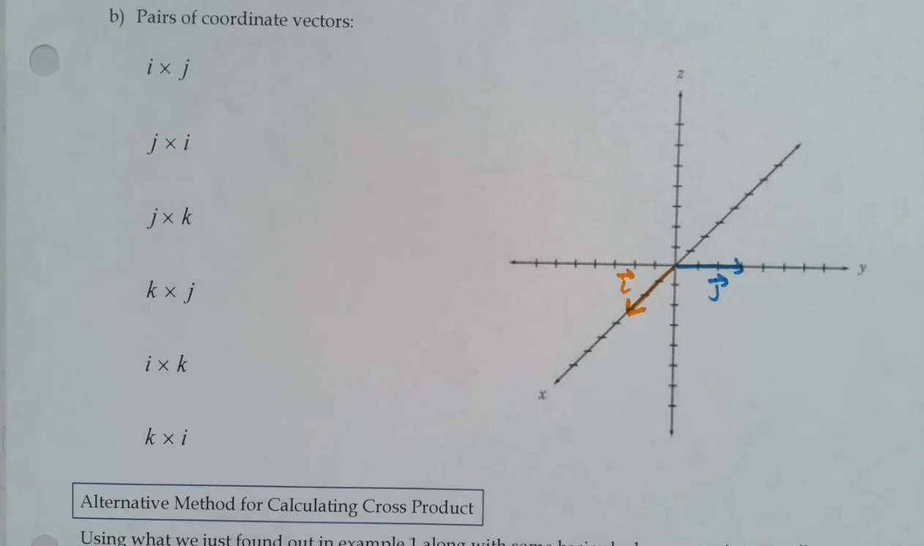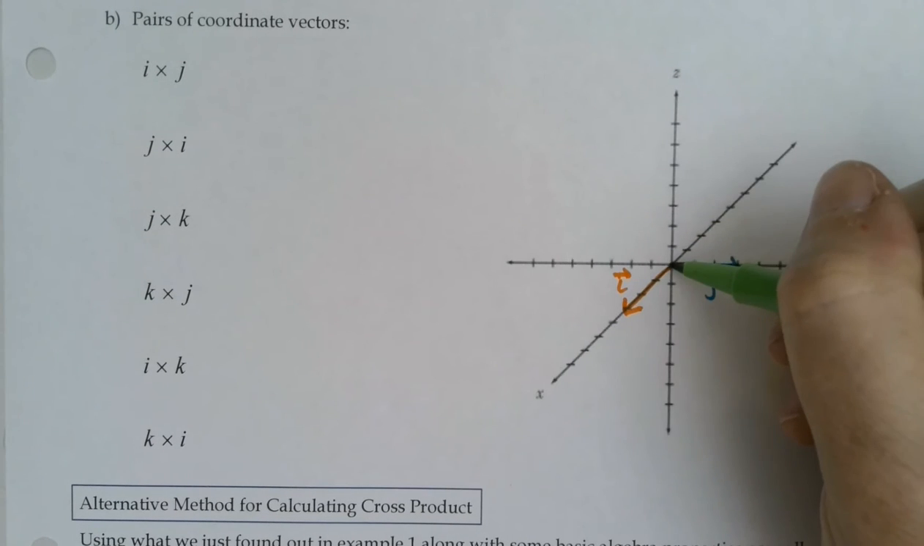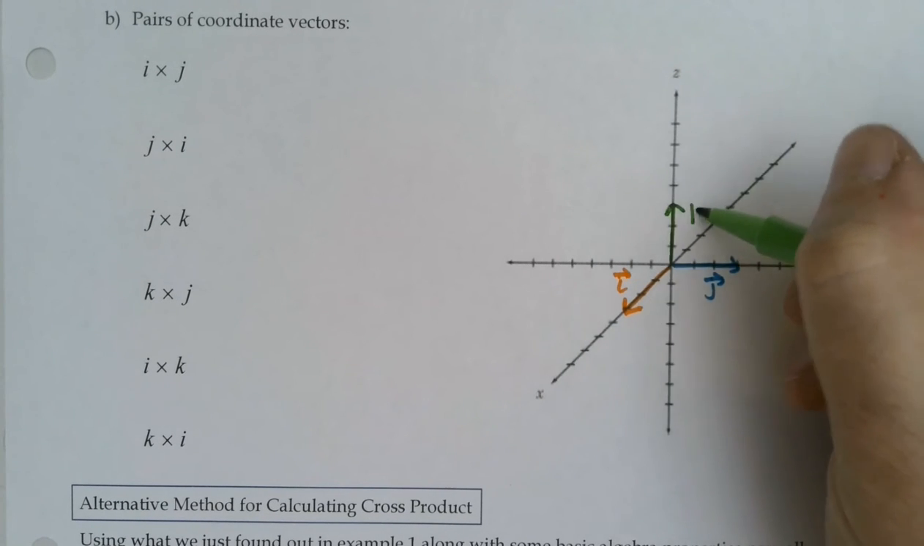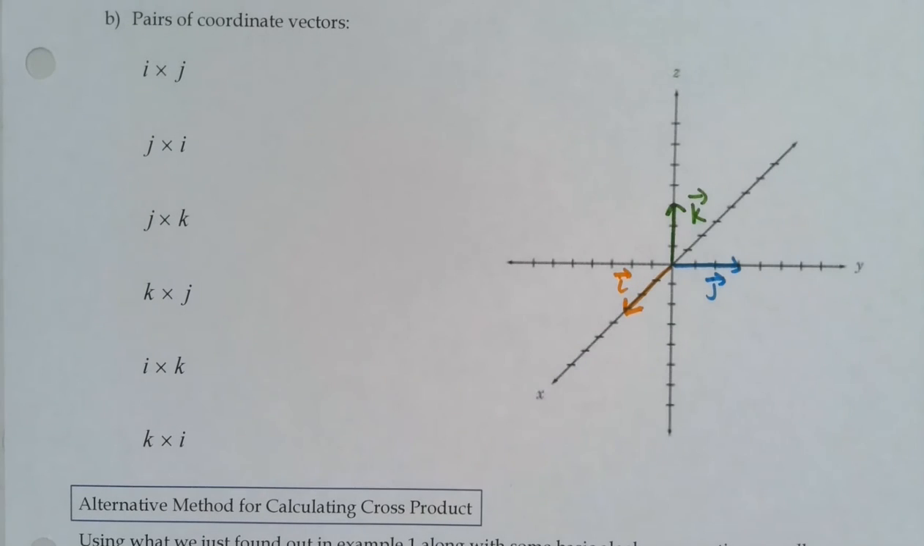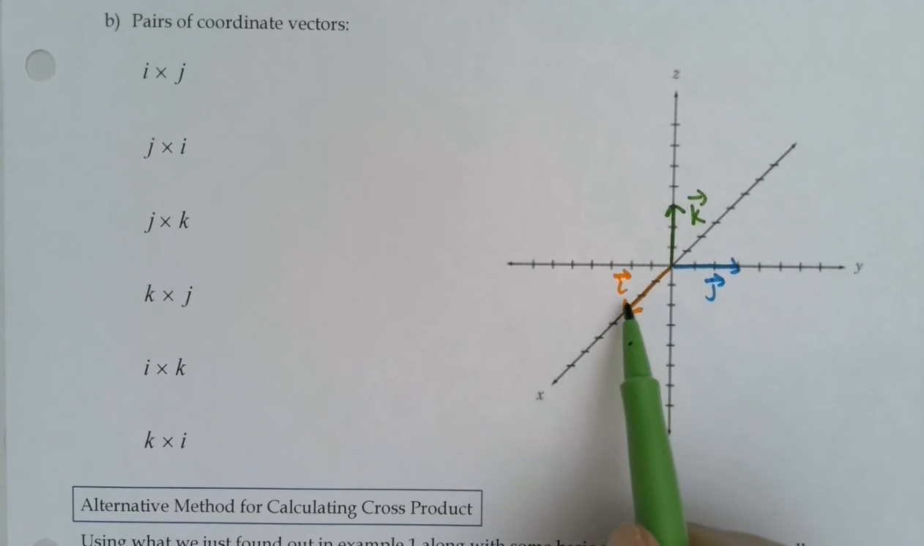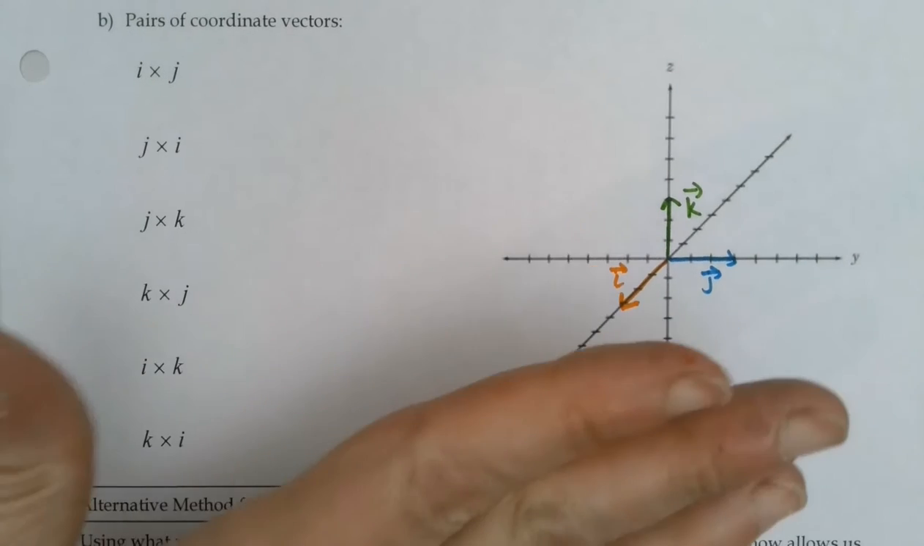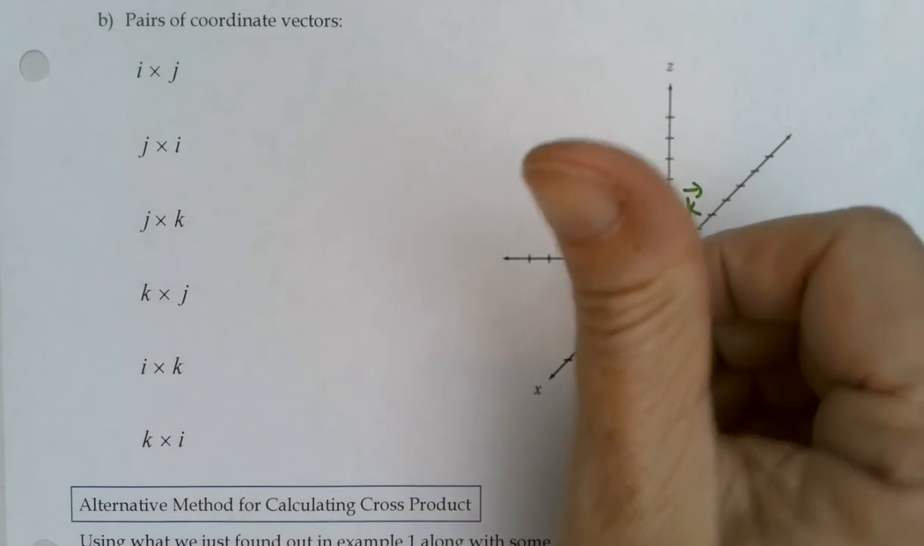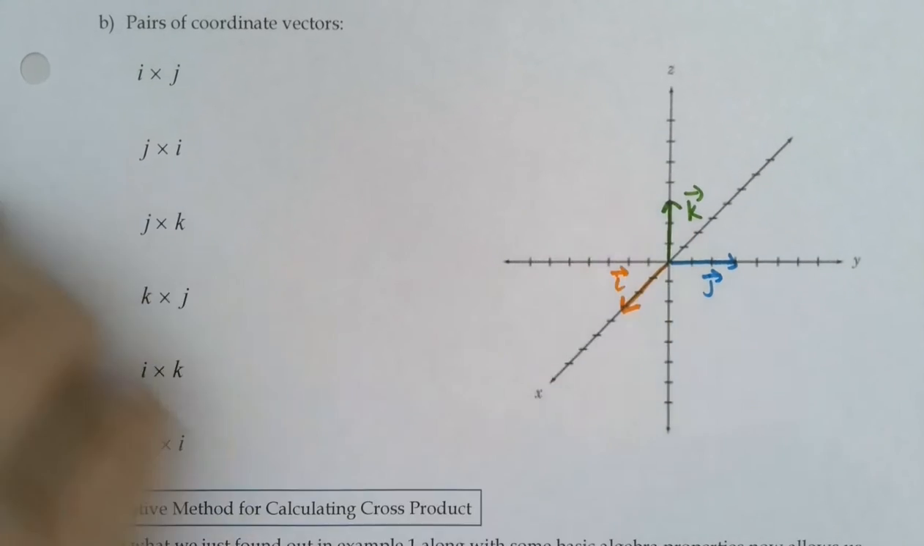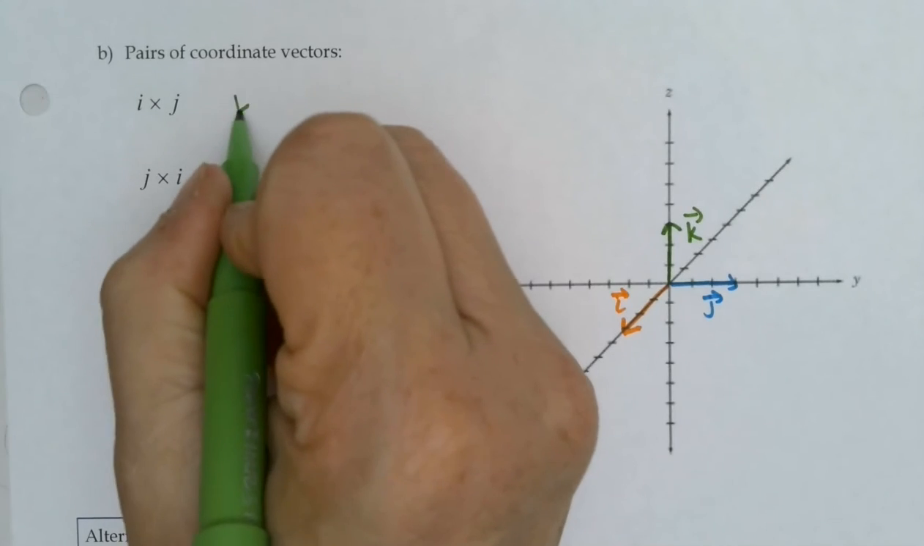Sometimes they'll put little carets on them, sometimes they'll bold them, sometimes they'll put arrows on them. It doesn't really matter. Everybody knows what we mean. So we mean I, J, and K. Okay, so if I take I with J, so this is the right-hand rule. If you take I with J and you cross them, you'll have K, and you'll stick straight up in the air. So this would be K.